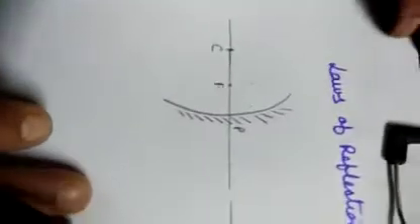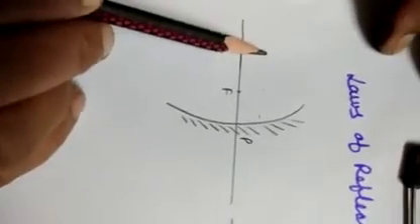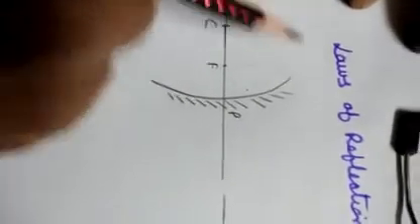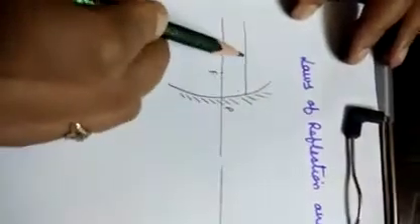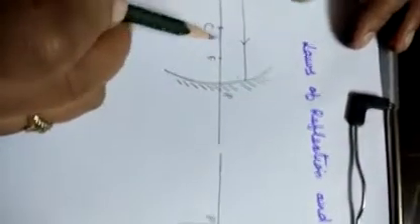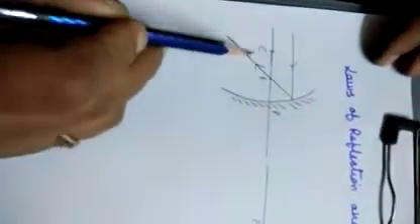So the first rule or first law of reflection for a spherical mirror is when the incident ray of light is parallel to the principal axis. Any incident ray of light traveling parallel to the principal axis, like this. This is an incident ray traveling parallel to the principal axis, and after reflection it passes, or appears to pass, through the principal focus, that is this point. This is the incident ray and this is the reflected ray.